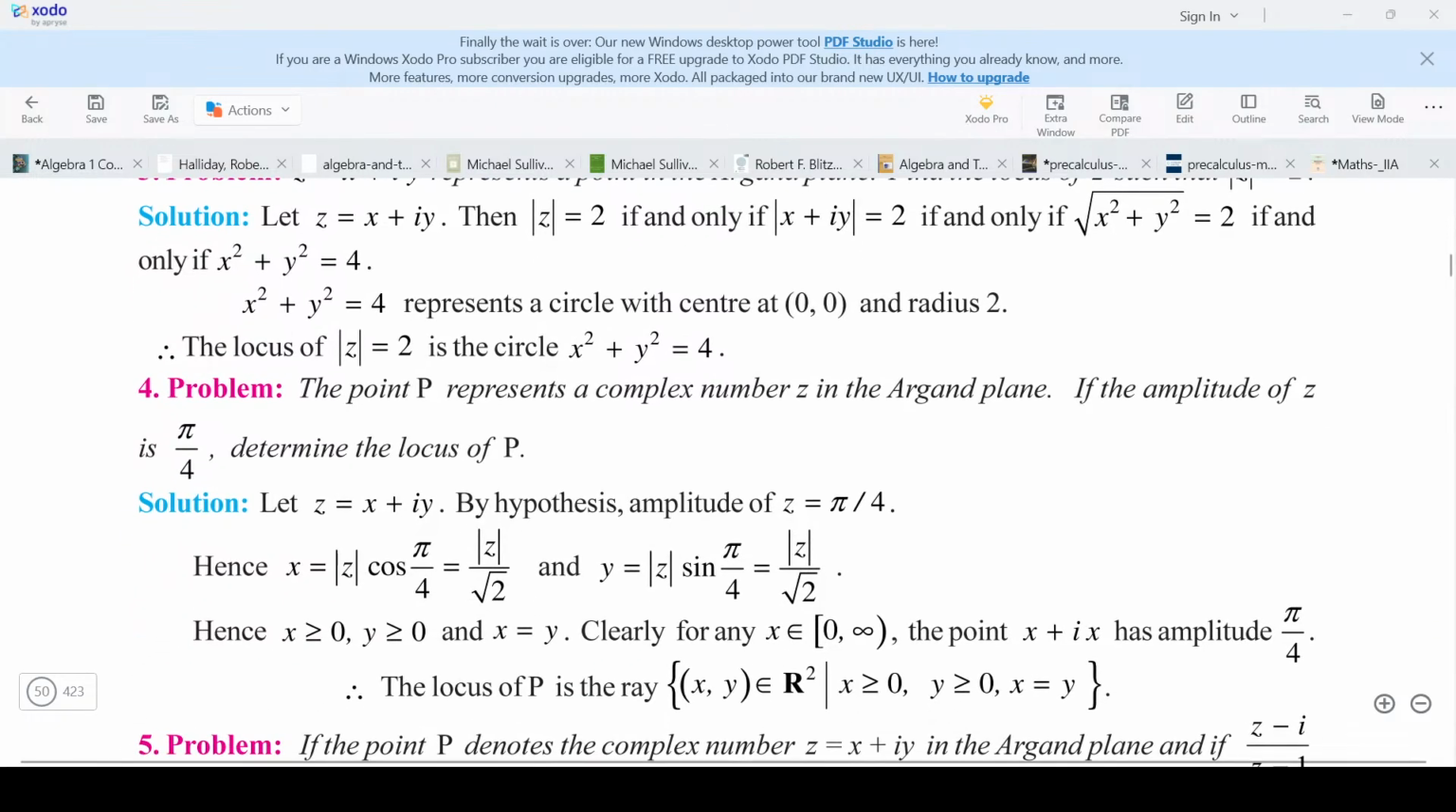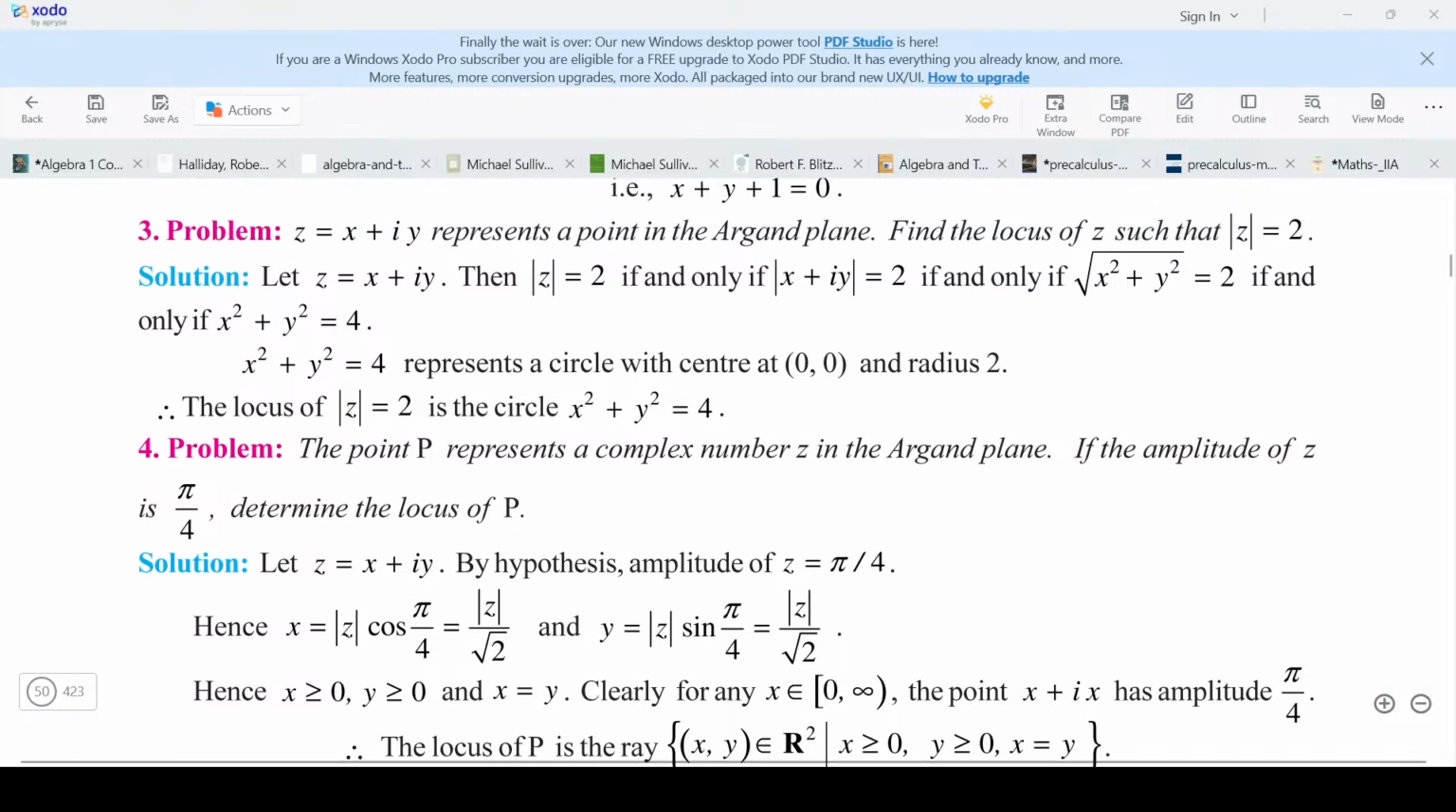A point represents a complex number z in the Argand plane. Amplitude is pi by 4. What does this mean? Angle is pi by 4. We don't know what the length is, right? So what all points? This point, this point, this point, all of these are pi by 4 only, right? All of this, all of this.